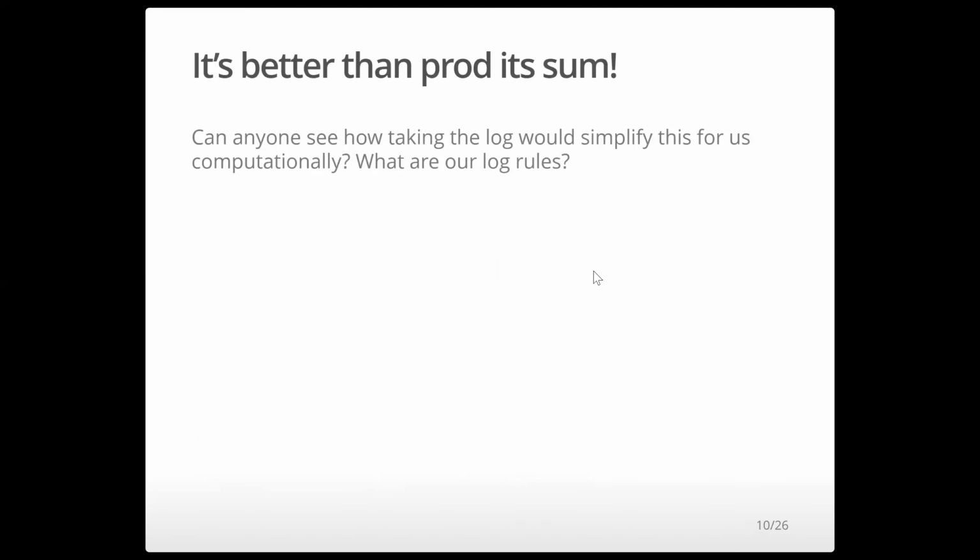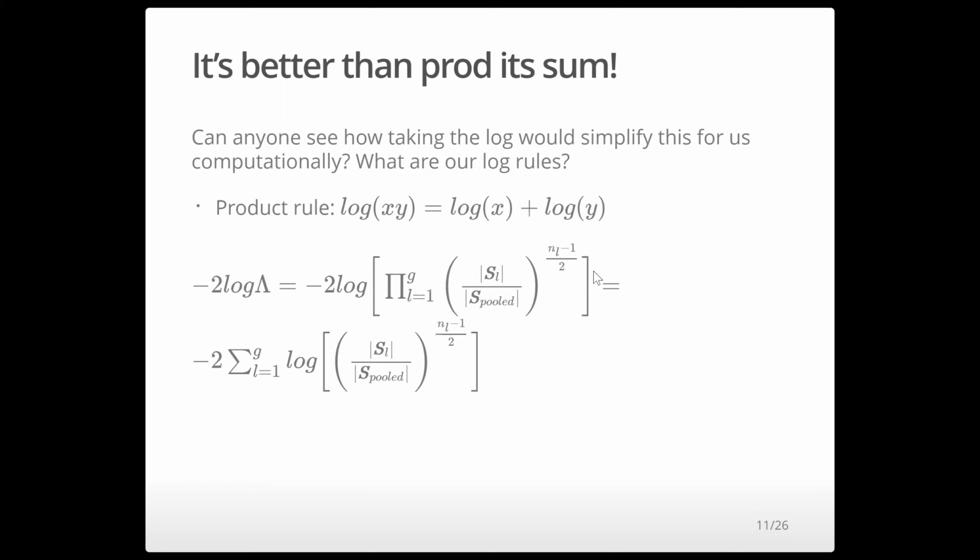The important piece of this is the log piece. Can anyone see why taking the log would benefit us computationally? One way to start to think about this is to think about what our log rules do for us. The first one we're going to look at is the product rule. Remember, for the product rule, the log of x times y equals the log of x plus the log of y. What that does is it allows us to change this ugly multiplication product symbol into a sum symbol.